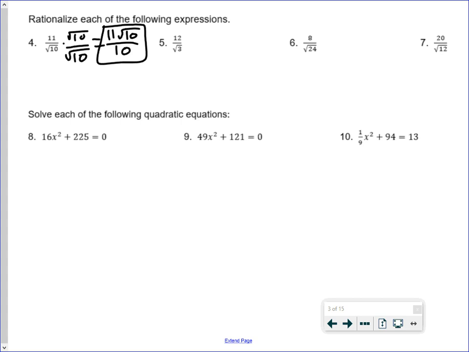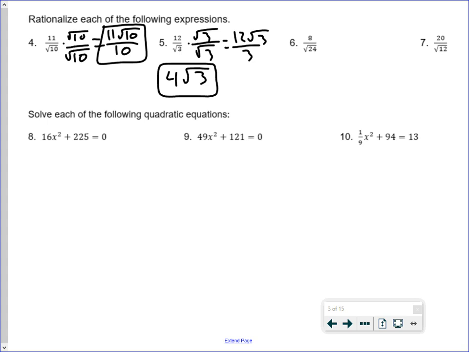All right, so for 5, we're going to do the same thing. Multiply it with root 3 over root 3, and we get 12 root 3 all over 3. And we see that 12 and 3 can actually reduce. So you have to simplify. So 12 divided by 3 will just give us 4 root 3. All right, so let's keep going. We're down to number 8 now.